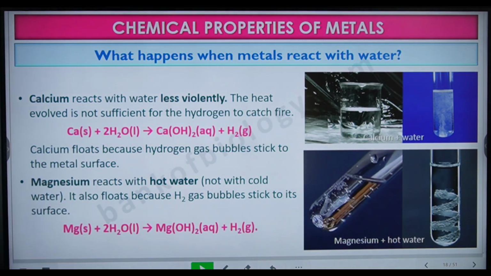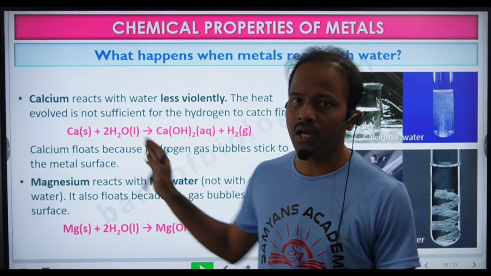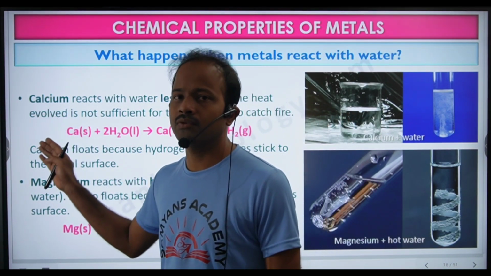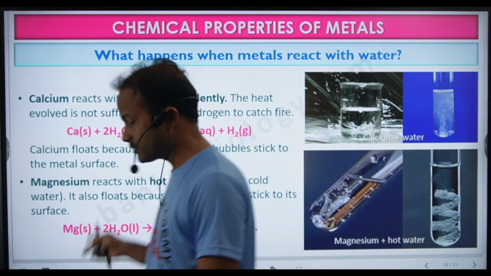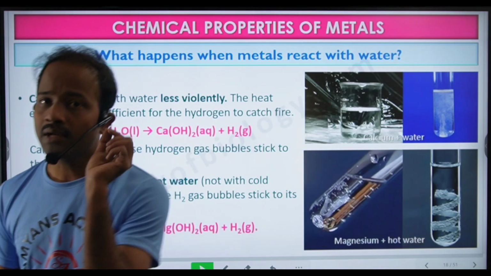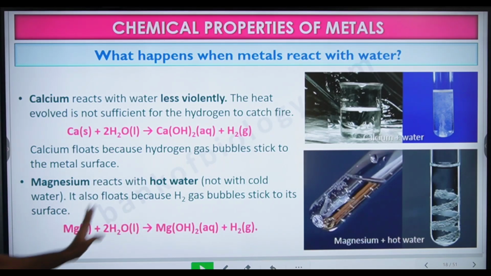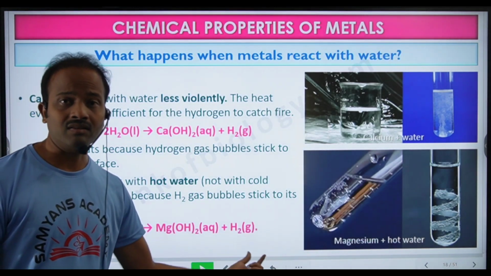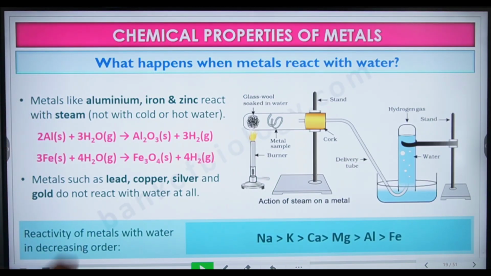Now in the case of magnesium, magnesium only reacts with hot water. Calcium reacts with normal water, but compared to potassium and sodium, the reaction is less violent. Magnesium does not react with cold water or normal water. It can react only with hot water. It also floats because hydrogen gas bubbles stick to its surface. When magnesium reacts with the hot water, it forms magnesium hydroxide and liberates hydrogen gas. Okay, now move on to the next one.